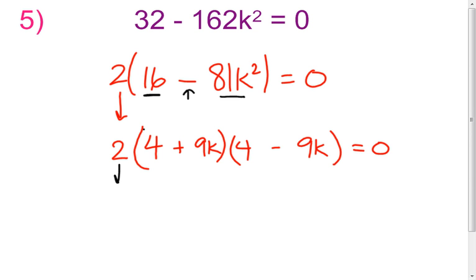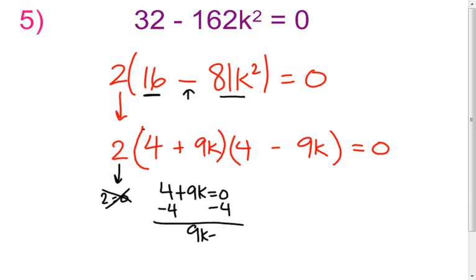So if I look at this part, there's no variable in there. I don't have a k in there, so I don't have to figure out what k has to be. And if you think about 2 equals 0, 2 never equals 0. Over here, 4 plus 9k equals 0. I will subtract 4, and I will have 9k equals negative 4, divide by 9, and k will be negative 4/9.